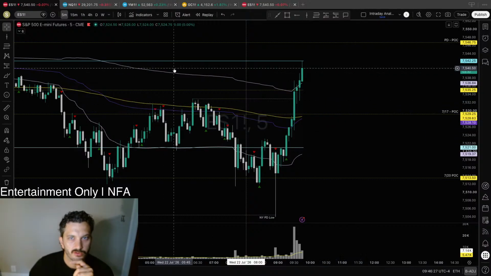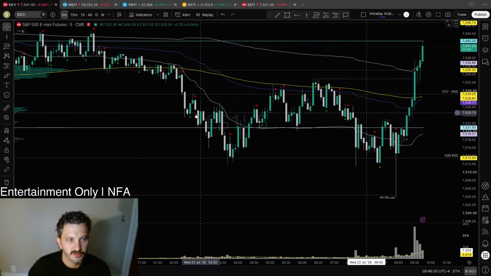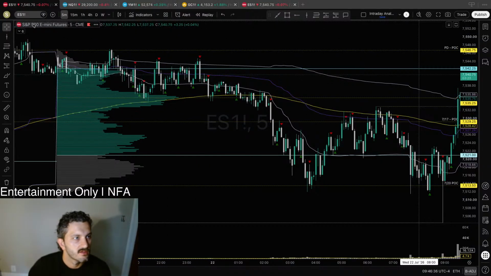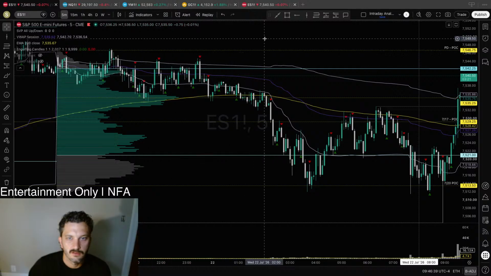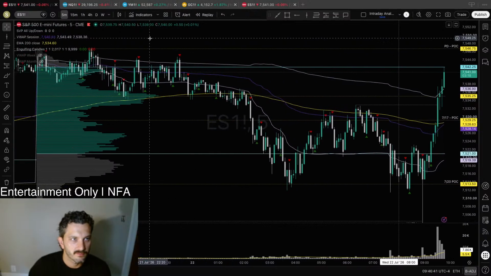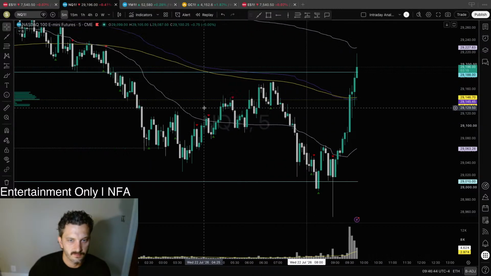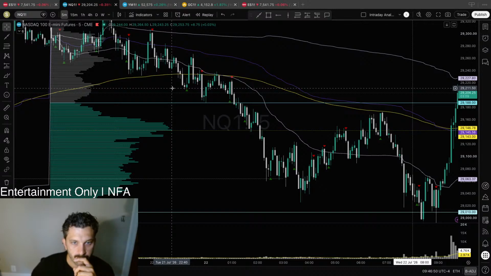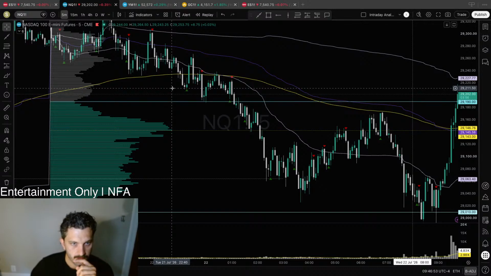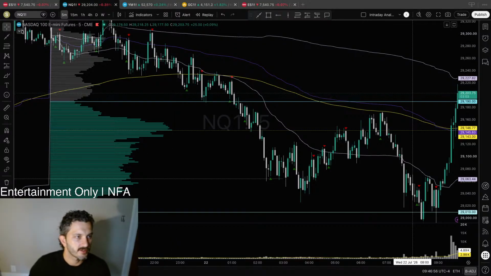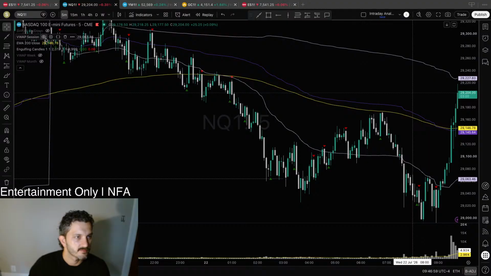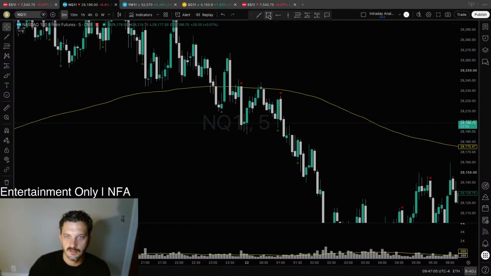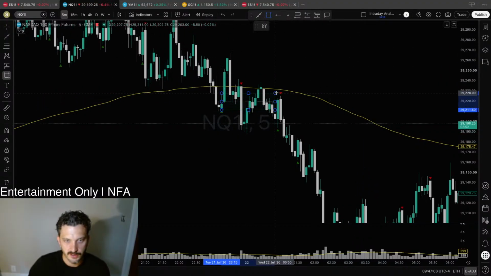We can go through entries from yesterday. We're just moving up. So, nice little entry on NQ. Look at this. Nice little entry on NQ for the Asia session.